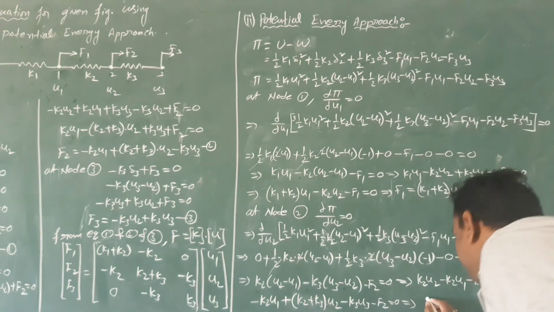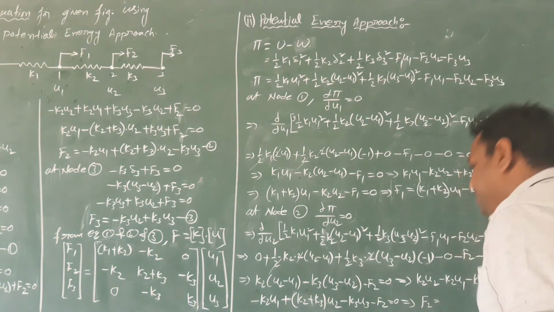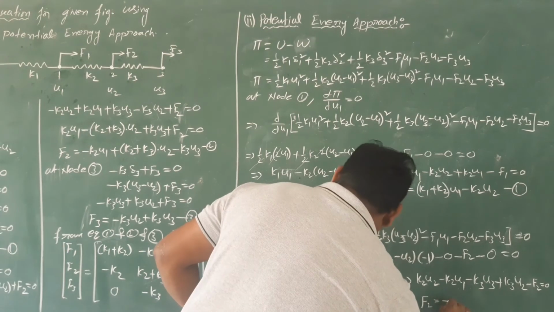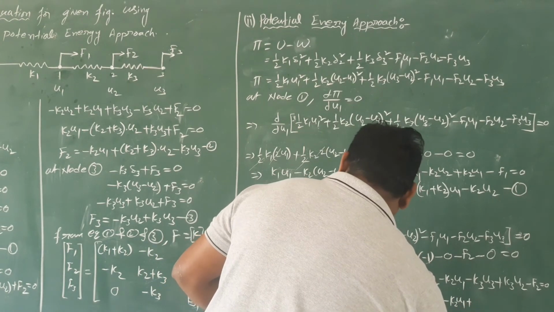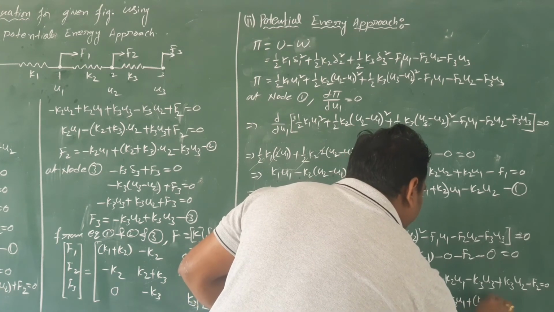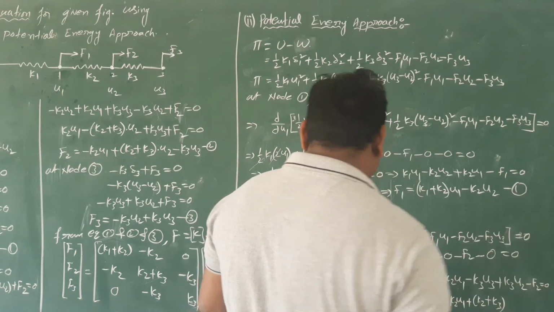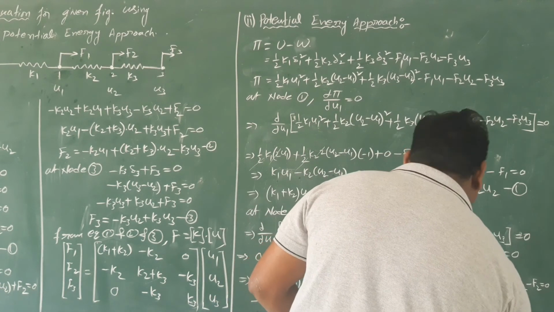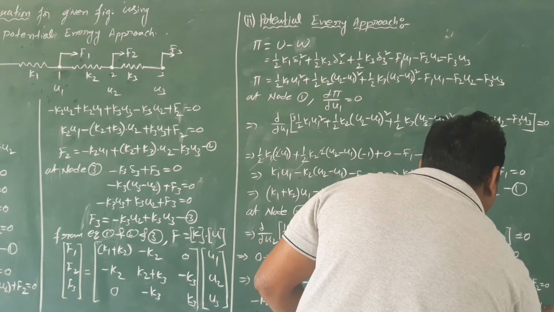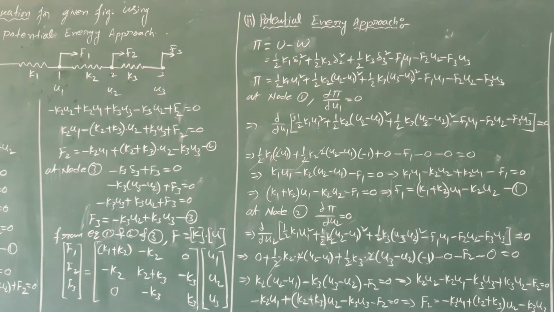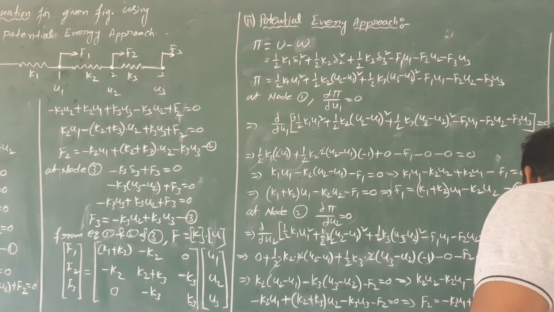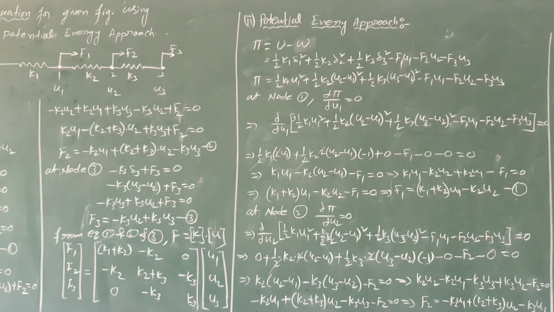f2 is equal to, let's write it, minus k2 u1 plus k2 plus k3 u2 minus k3 u3. Finally we got the second equation. So this is the first equation, this is the second equation. Okay, I will show you.